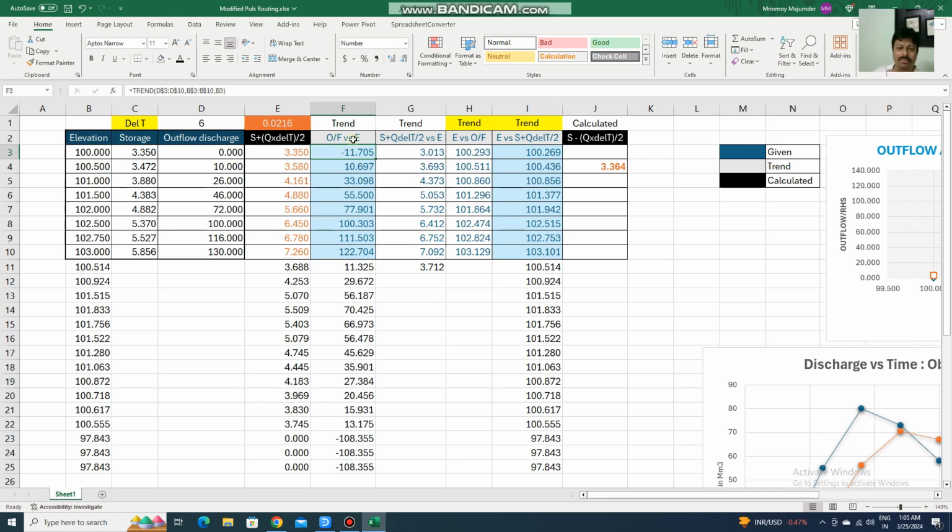You see, you have to do two things, two curves: outflow versus elevation, I already said. Another one is elevation versus that RHS. You have already drawn the RHS versus elevation curve. Just reverse it, you will get the elevation versus RHS curve. So for that, I am giving an example of the outflow versus elevation curve. Elevation is in x, outflow is the y.